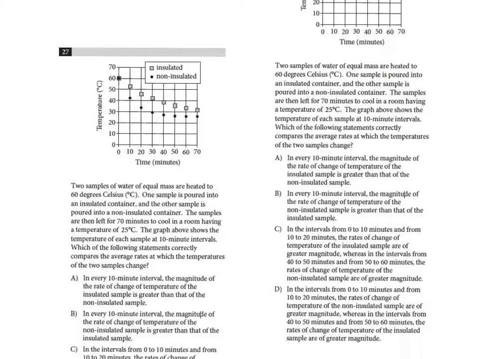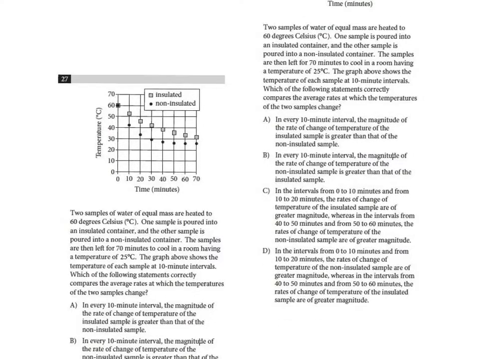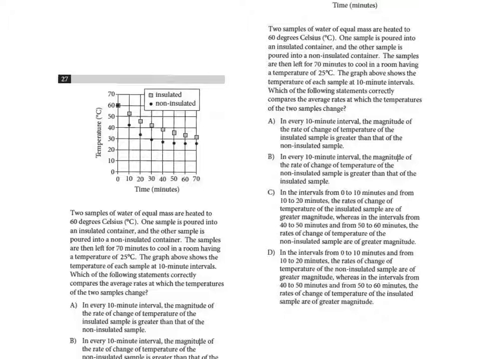And I'm going to, just so we can have a picture of the graph as we're reading the questions. So A says, in every 10-minute interval, the magnitude of the rate of change of the temperature of the insulated sample is greater than that of the non-insulated sample. Well, the rate of change for the insulated sample is the slope of the line. Okay? The slope of the line is the rate of change.